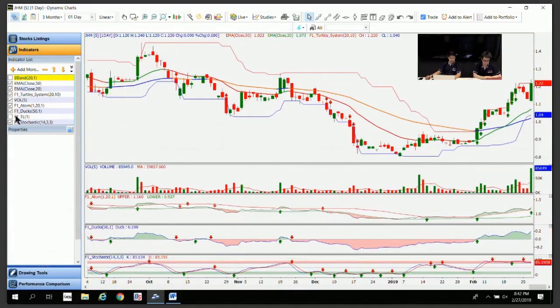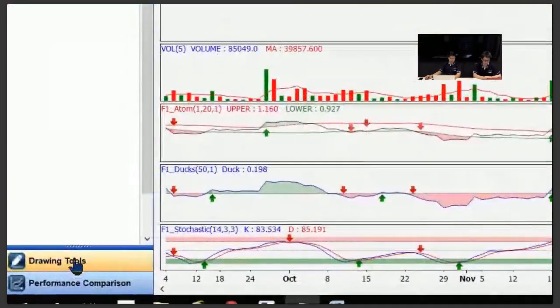You can see here it's the same thing. Bollinger Band, sorry, because I already enabled this. You can see EMAs, the total, the volume, the ATR, the DMI, and also the stochastic. Okay, move on to the drawing tools.